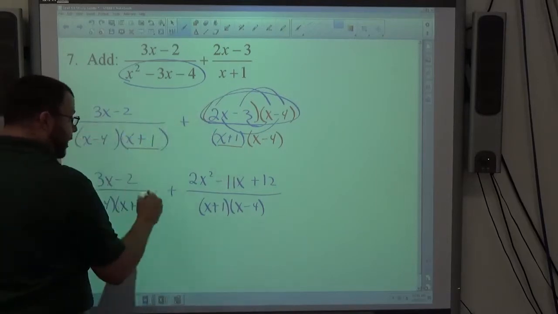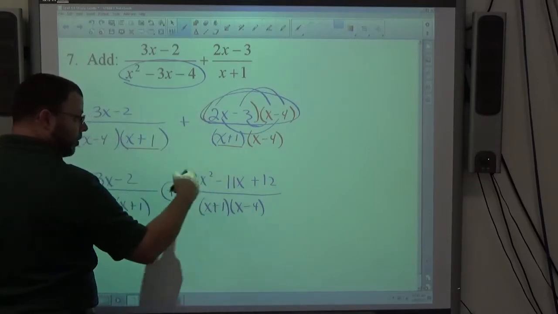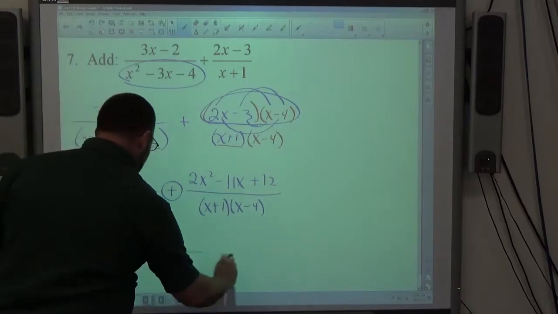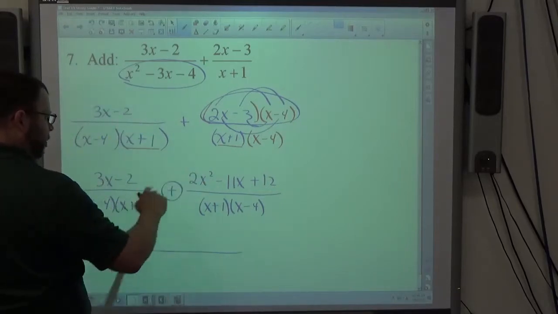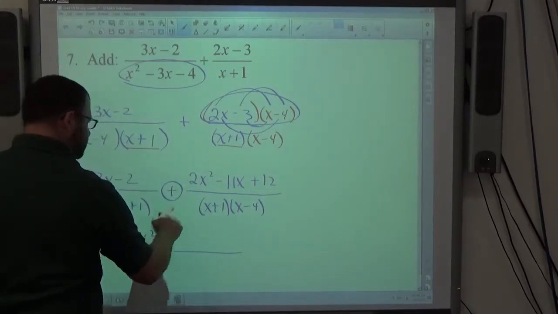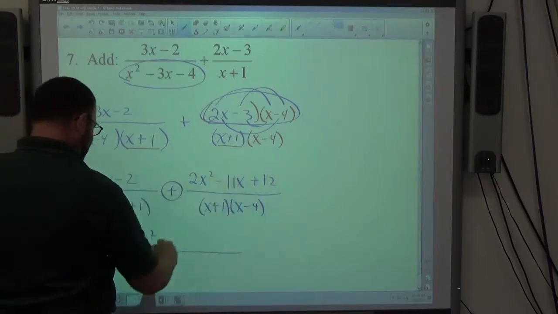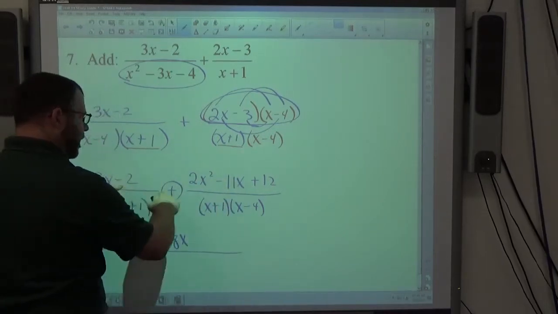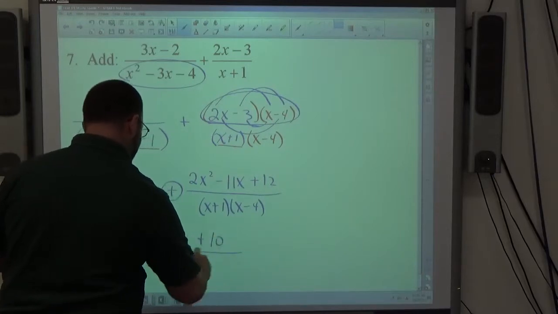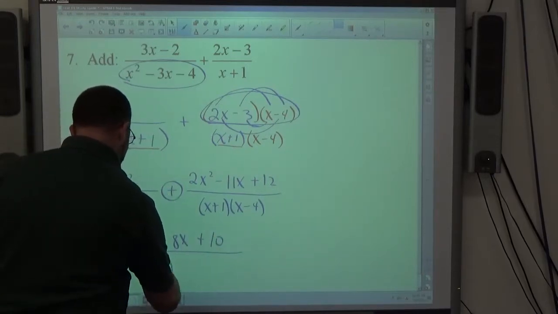They're being added together. Addition means we just, whatever signs are, is what they are. So all I got to do to add these together is combine like terms on top. 2x squared, 3x minus 11x is minus 8x. Negative 2 plus 12 is plus 10, all over x plus 1 times x minus 4.